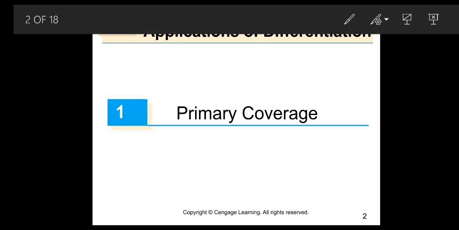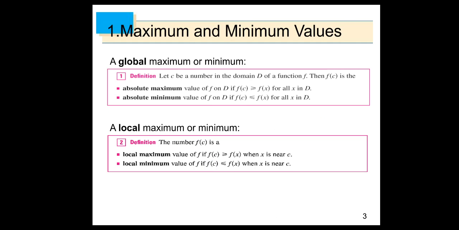Alright, so without any further ado, let's move to our first topic, which is maximum and minimum values. When we talk about maximum and minimum values, we have two kinds. First one is a global maximum or minimum, and the second one is a local maximum or minimum. Global maximum or minimum values belong to the category where we discuss the highest or lowest values of the function, right? And it is also known as absolute value.